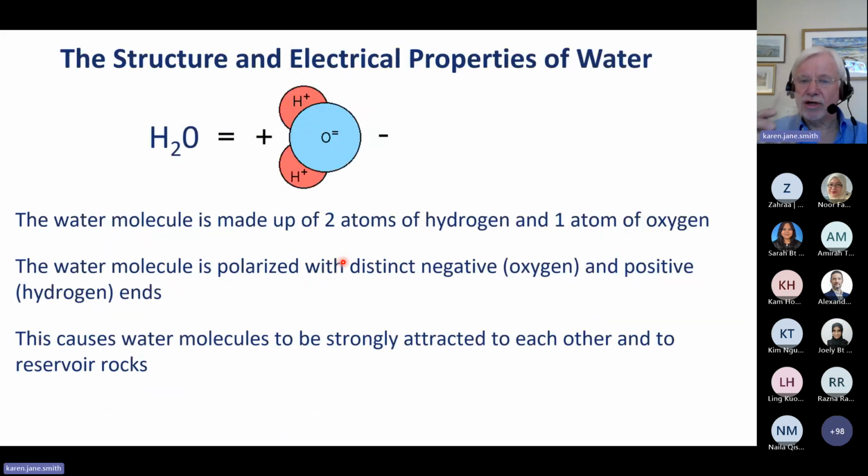So let's have a look at the water. The water is important. You probably remember from your university work that H2O is 2 molecules of hydrogen and 1 molecule of oxygen. But you probably didn't realize, many didn't realize, that it's actually a boomerang shape. And it causes the molecule to become polarized with a very negative side and a very positive side, which has a dramatic effect in our reservoirs.